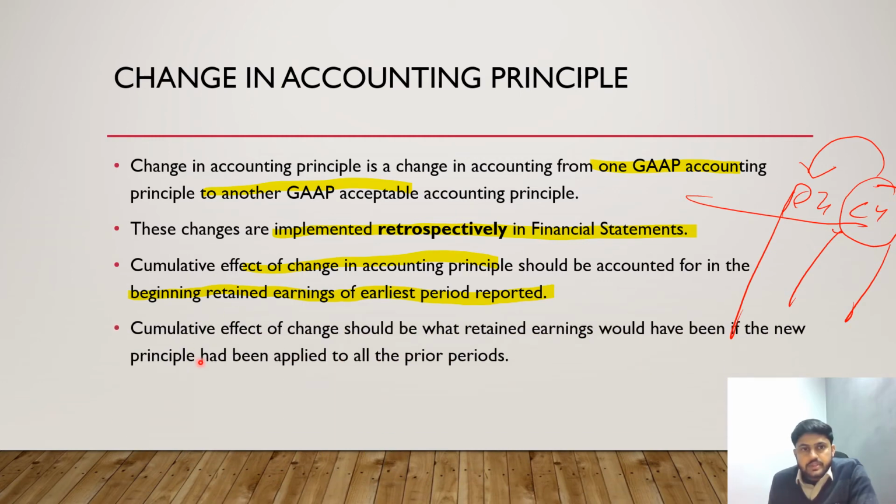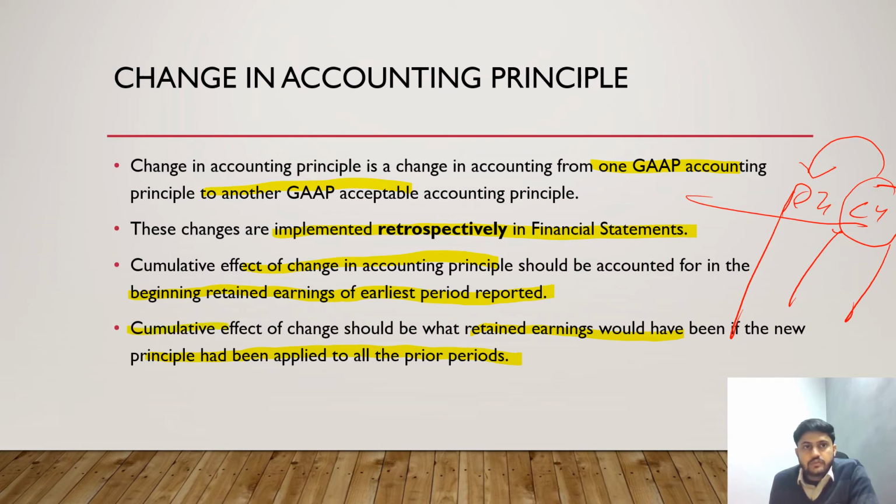So the next point is cumulative effect of change should be what retained earnings. So this is the meaning of cumulative effect of changes. It should be what retained earnings would have been if the new principle had been applied to all the prior periods. That means if from year one this principle had been implemented, then what would have been the opening retained earnings? This is called cumulative effect of financial statement.